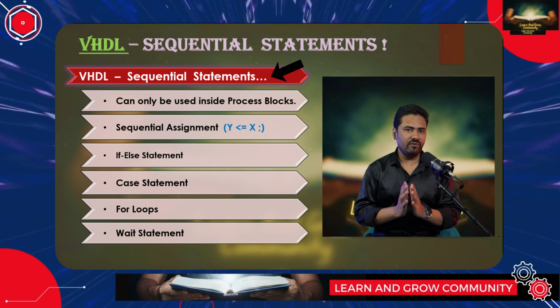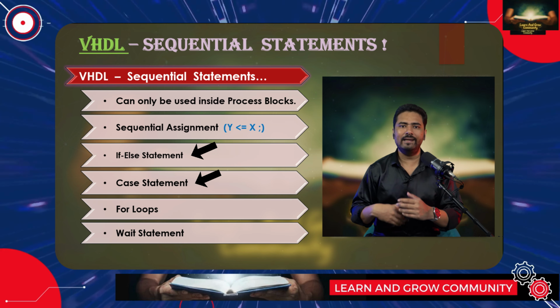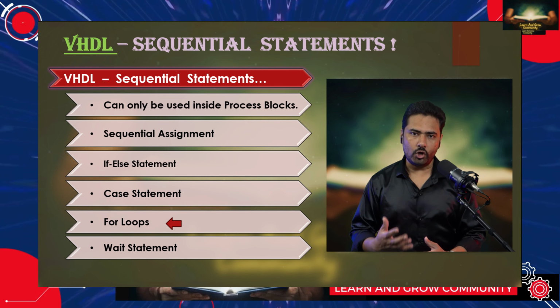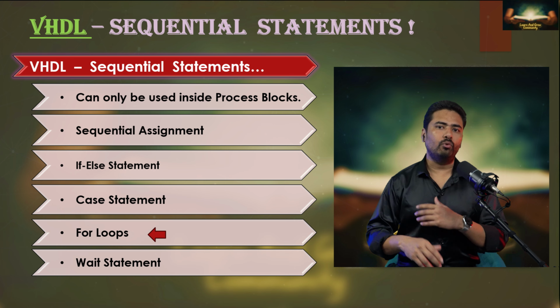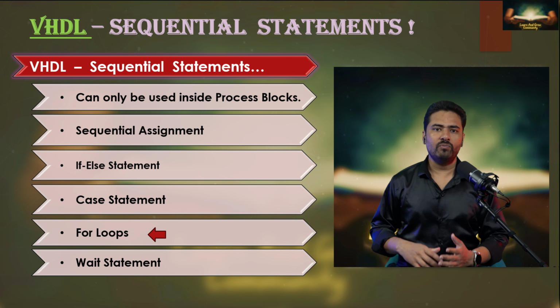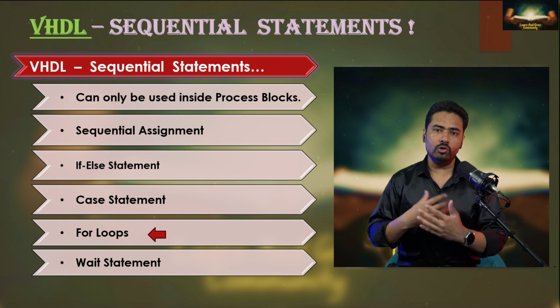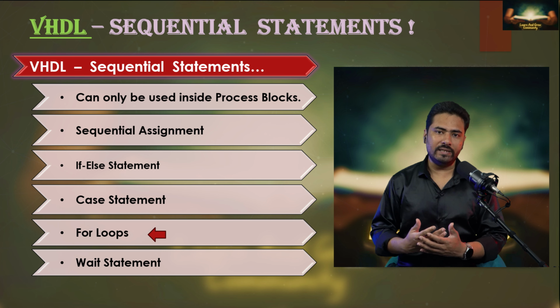Hi, in the last session, we talked about VHDL sequential statements and we covered the if-else statement and case statement. Now let's talk about the for loop statement in VHDL. We will see how to use for loops in VHDL, how they work, and how they work in real hardware. We will also cover important tips and tricks about for loops in VHDL designing.